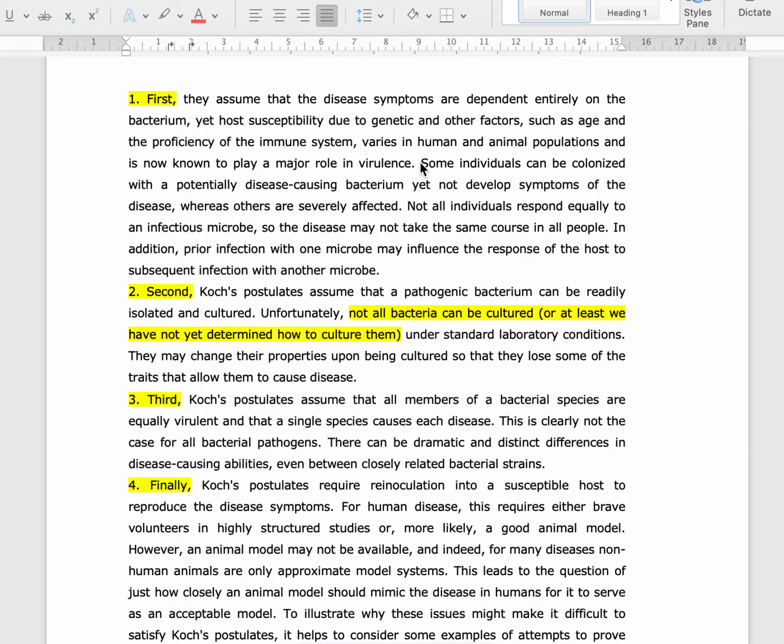If we think about the real scenario, the first postulate will not be true for every host. Even if a host has the pathogen, they may not have the disease, because in the original postulates, these other factors, the genetics, the age, the natural immune system, were not considered.